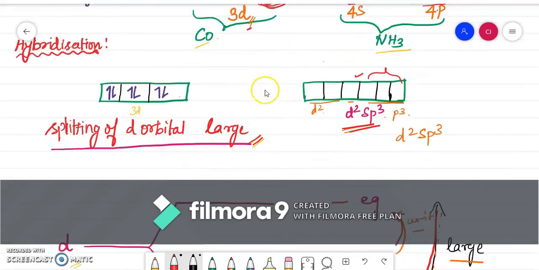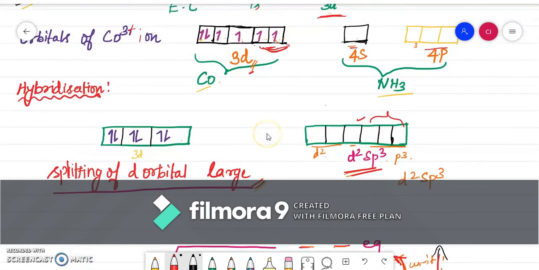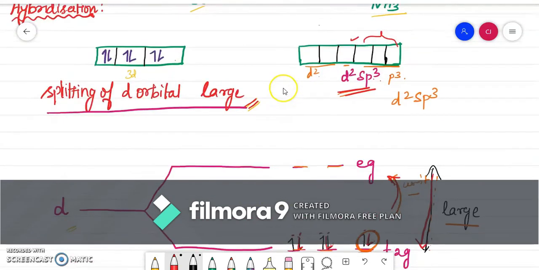Got it? So this is the way. That is the thing I have drawn here. So these are the 2 orbitals from the d orbital, this is 1 s orbital, here 3 p orbitals. So that is how we got the hybridization of d2sp3. Got it? So this is the way we got the d2sp3 hybridization.